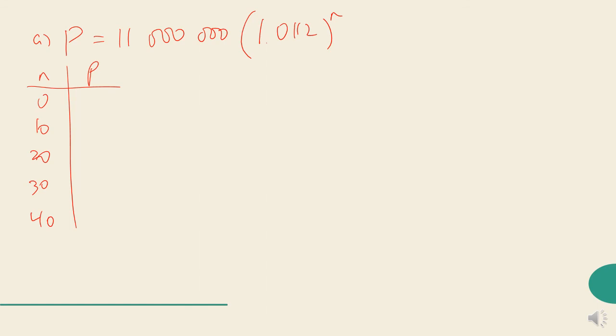Now I want you to complete that. How do you complete that? Well, you put 0 in for n to start. So everyone take out their calculator, enter it just like you see it. So 11 million bracket 1.0112 close bracket, and then for n, the first n value we get is 0, put 0 in, and then hit equals. You should get 11 million.